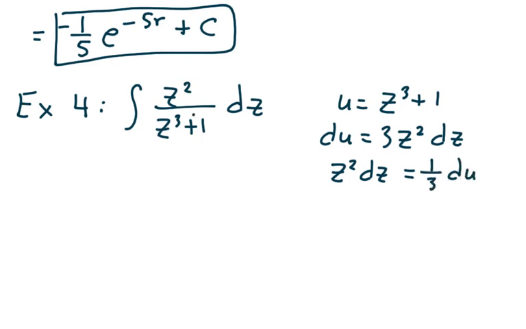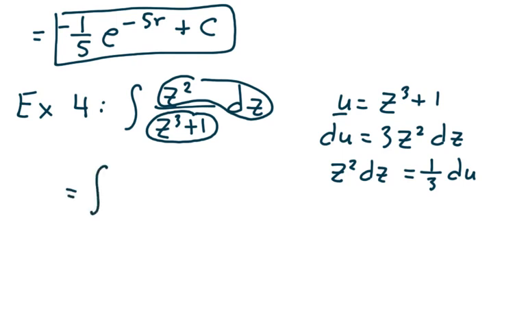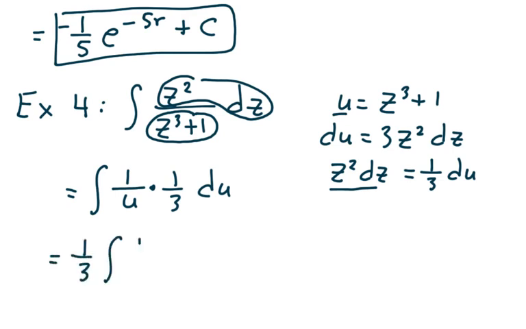So I have an expression for z to the third plus 1. That's just u. I have an expression now for z squared dz. So this is all substitution all the time. I'm going to rewrite this as 1 over u, and remember that z squared dz became 1/3 du. I'm going to pull the 1/3 out in front, and you get the integral of 1 over u du.